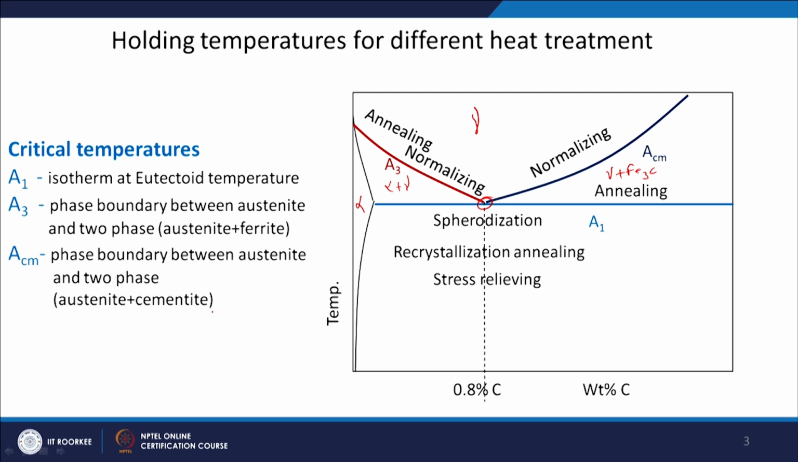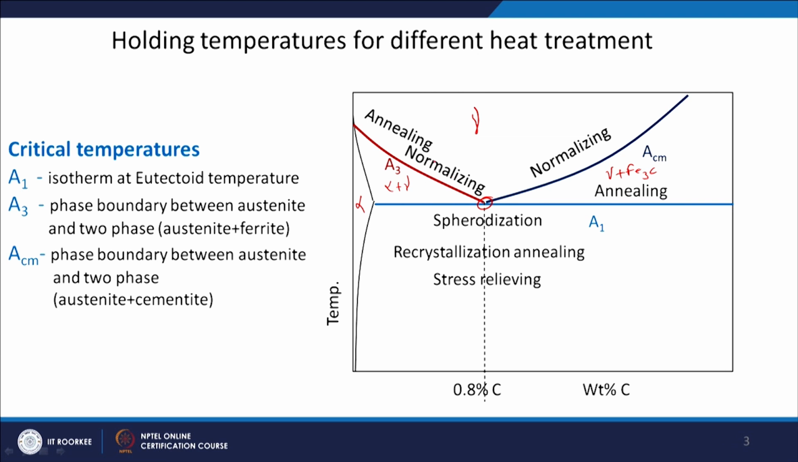So basically on this we have also plotted at what temperatures you are going to do a particular operation. For example, where you are going to do annealing, where you are going to do normalizing. If I want to do normalizing, I will have to go to a temperature above A3, similarly for annealing. For hyper-eutectoid steel, normalizing will be above ACM, but annealing will be above the A1 temperature. Then spheroidization, recrystallization annealing or stress relieving: all those temperatures are marked here.